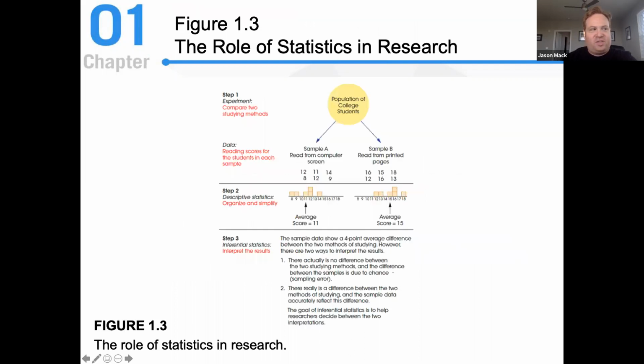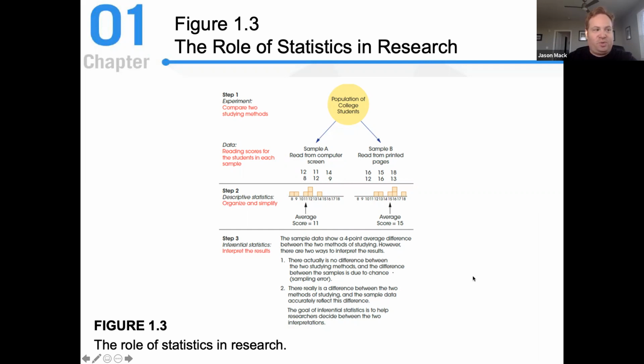So, the role of statistics in research. First of all, we like to compare things. We want to help organize and simplify collected data. Inferential statistics helps us to interpret the results. So we have the population of college students, and they read from printed pages or a computer screen, and then we see if their scores are different, and then we show a 4-point average difference between the methods of studying. However, there are a lot of different ways to interpret the results.